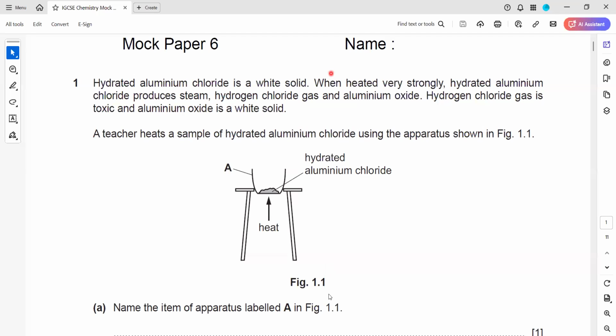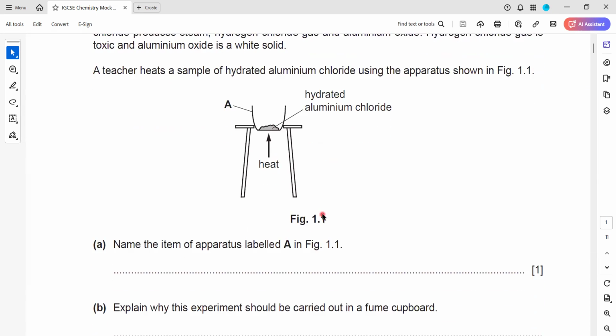For those who just joined now, this is mock paper 6, set 1. You can use mic, chat, or screen annotation to answer the questions from this paper. And the hydrogen chloride gas is toxic and aluminum oxide is a white solid. So a teacher heated a sample of hydrated aluminum chloride here, and as a result, it gives hydrogen chloride gas, steam is also produced, and aluminum oxide is there.